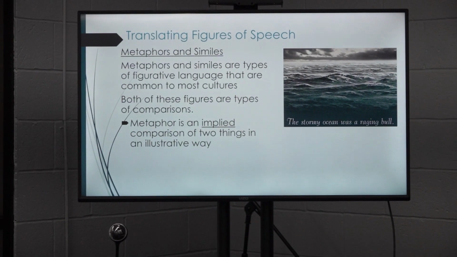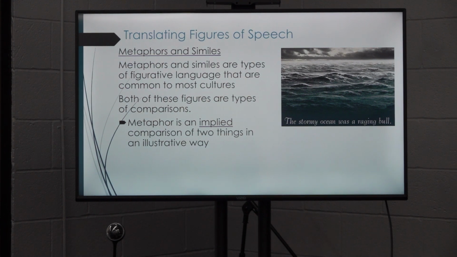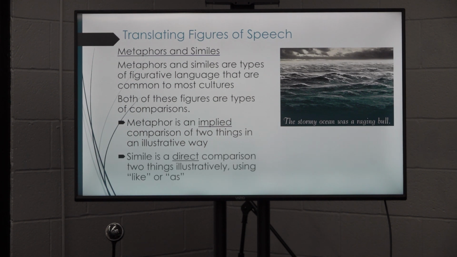And metaphors are an implied comparison of two things. It doesn't say explicitly, this thing is being compared to that thing. So it's an implied comparison, whereas similes are a direct comparison. And similes use like or as. So they'll say, this is like this, or this is as that.